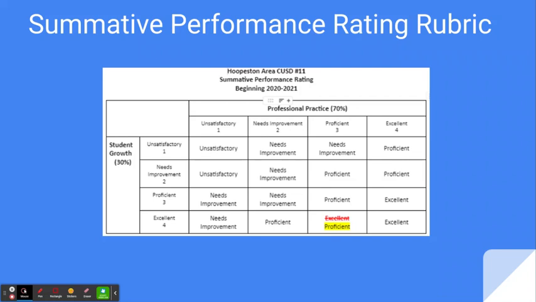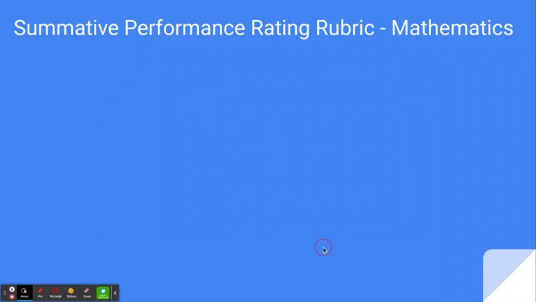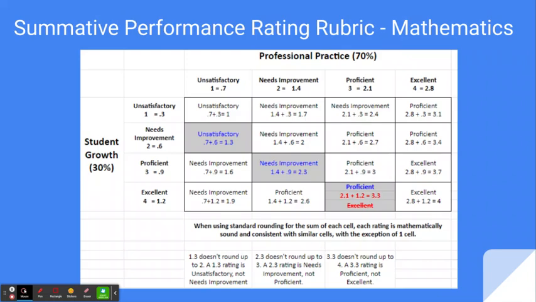The cell in question is the one that is highlighted in yellow. The original rubric had that cell labeled as excellent, and the correction that is being made is to label that cell as proficient. That means if a teacher receives a professional practice rating of proficient and a student growth rating of excellent, that the summative rating will be proficient. The justification for that is found mathematically on this slide.